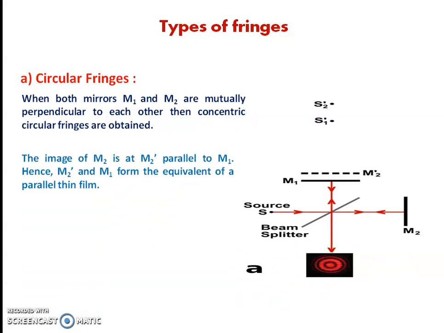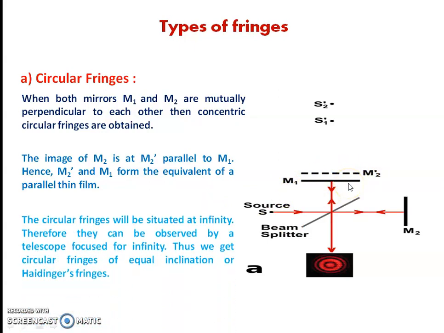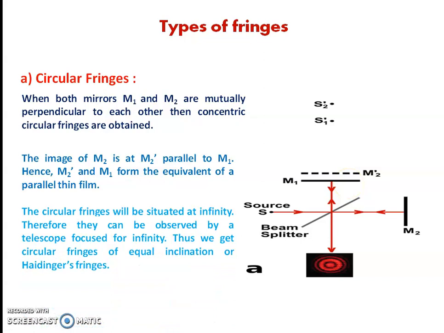The image of M2 is at M2', which is parallel to M1, and hence M2' and M1 form the equivalent of a parallel thin film. The circular fringes will be situated at infinity. Therefore, they can be observed by a telescope focused for infinity. Thus, we get circular fringes of equal inclination, or Haidinger's fringes.